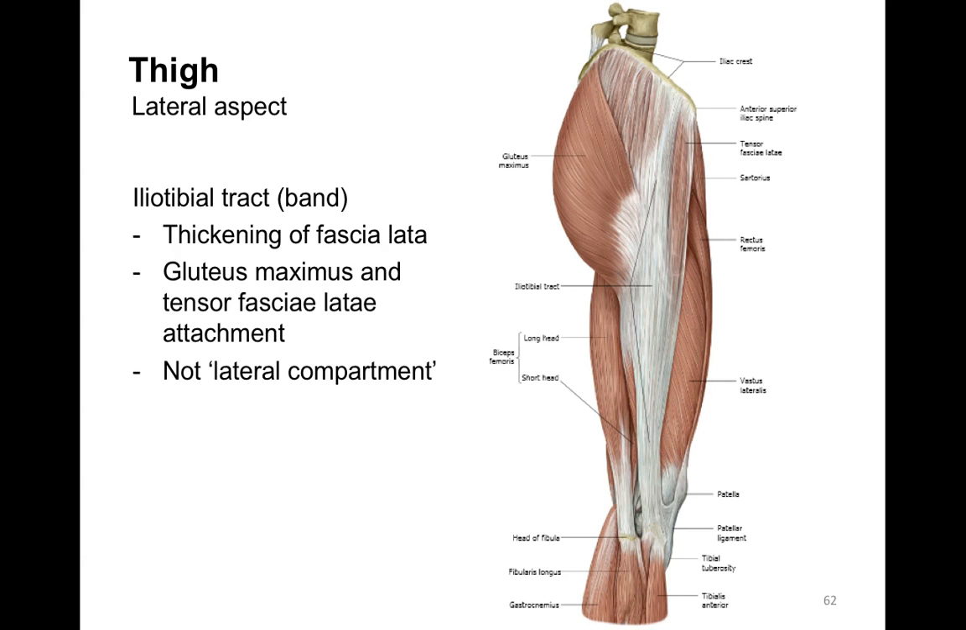There is no lateral compartment of the thigh, but let's study the lateral aspect of the thigh because you will be asked to find certain structures in dissection. There's a thickening of fascia lata on the lateral aspect of the thigh known as the iliotibial tract. You'll also hear this referred to as the iliotibial band. It will have interaction or connection with gluteus maximus and tensor fasciae latae muscle. Those will be the proximal attachments of the iliotibial tract. The distal attachment will be the lateral aspect of the tibia.